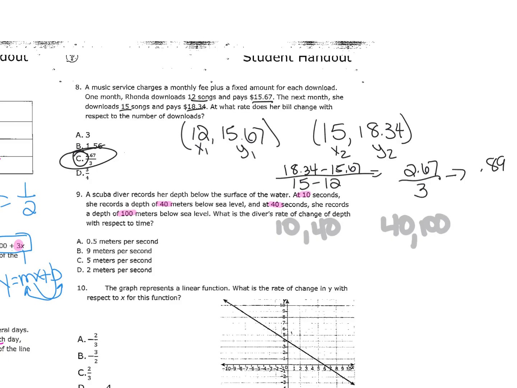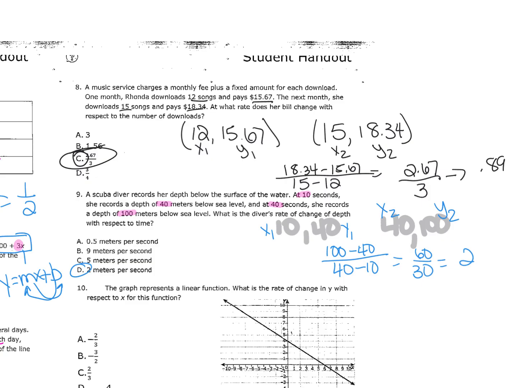And now I'll plug them into my formula. Okay, I'm going to label them again, x1, y1, x2, y2, and plug it in. 100 minus 40, and 40 minus 10, so I'm left with 60 over 30, which is 2, and D is my answer.